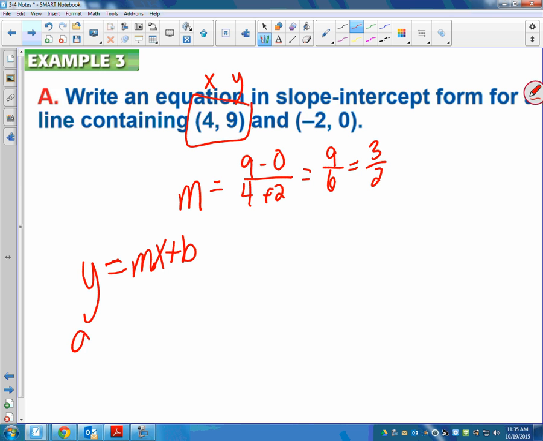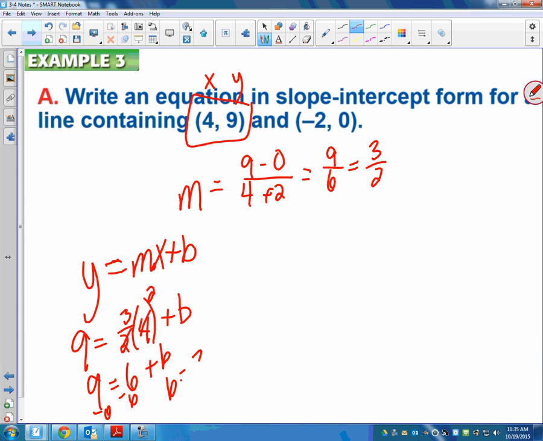Plug it in. So 9 equals 3/2 times 4 plus b. And then you just have to do the algebra to solve that for b. 2 goes into 4 2 times. So 3/2 times 4 is 6. Subtract 6, and I get b equals. The reason I'm not a big slope-intercept form fan is we just did a lot of work, but we're not done. You have to write the equation, which means you have to go back and plug in your slope and plug in your y-intercept. But that is your answer.